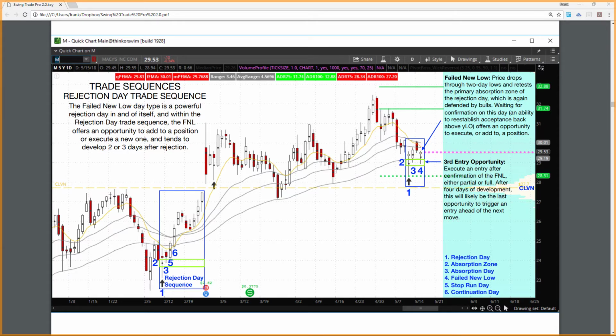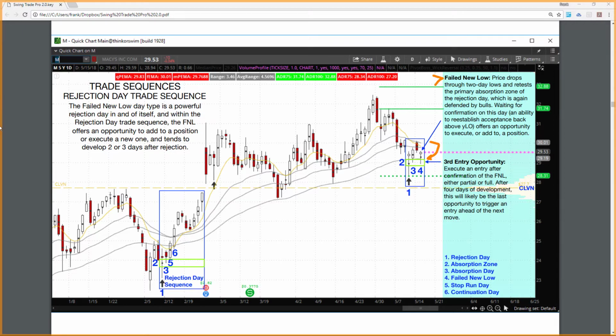And then it's on the next day where you get a third entry opportunity. So on this day, you get a failed new low when price drops through 2-day lows and retests the primary absorption zone of the rejection day, which is again defended by bulls in this case. So waiting for confirmation on this day and ability to reestablish acceptance back above the previous low offers an opportunity to execute or add to a position.